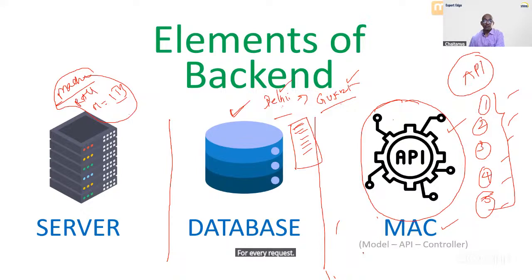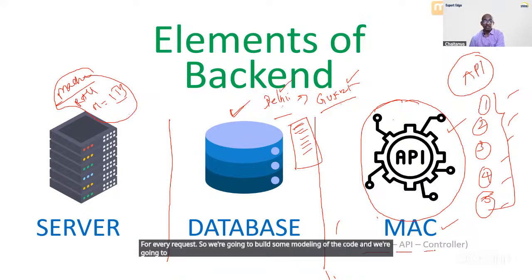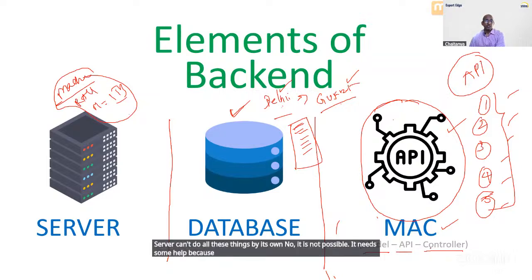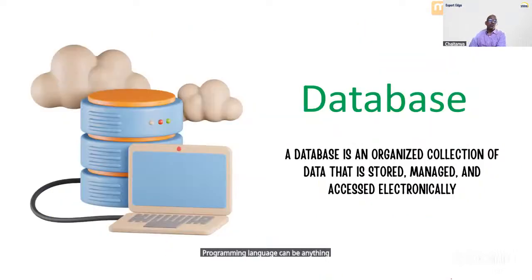So we're going to build some modeling of the code, and we're going to build some APIs. We're going to write some code for controlling the request and response, etc. So many things. There must be a programming language to do all these things for a server. The server can't do all these things on its own. No, it is not possible. It needs some help. The help is a programming language. The programming language can be anything.